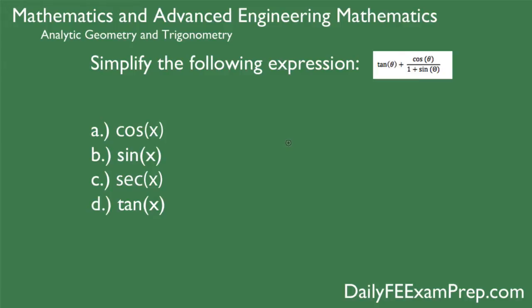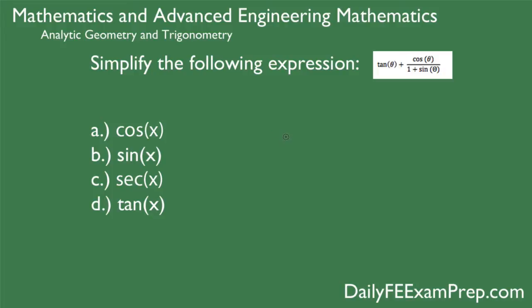So this is going to fall under the general FE exam specification, if you're following along, under the mathematics and advanced engineering mathematics subjects, and in particular the topic of analytic geometry and trigonometry. So let's hop right into the question. Today's question is: simplify the following expression: tangent theta plus cosine theta divided by 1 plus sine theta.